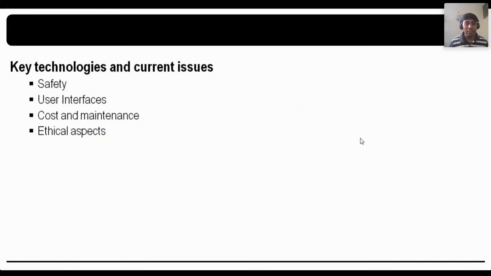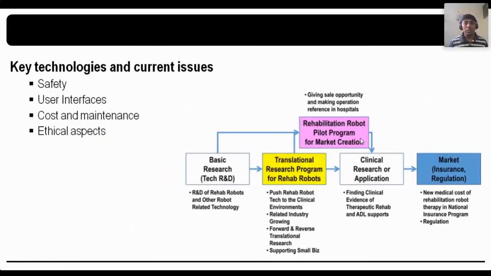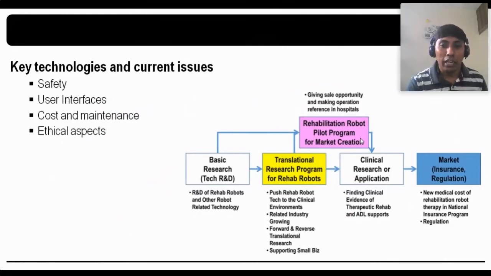Okay. So with that, you can see that the development comes from market creation. We are still in basic research in terms of the stationary trainer, but that needs to be enhanced as translational research for a rehabilitation robot. That would be a pilot program. If we take that, and then do clinical research along with physiotherapists, then we can think about the market.